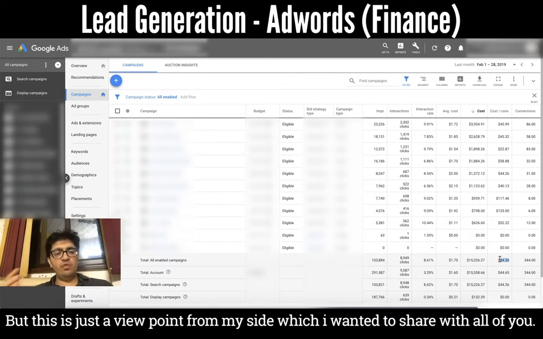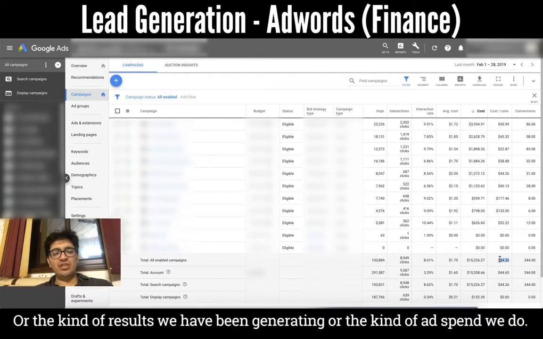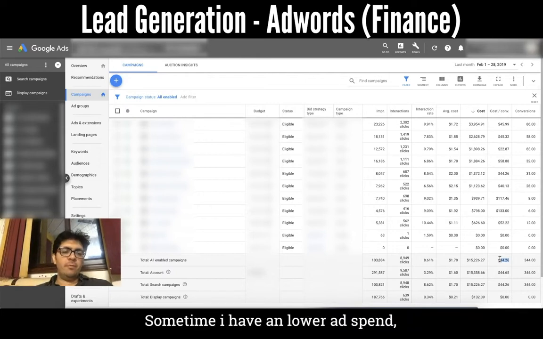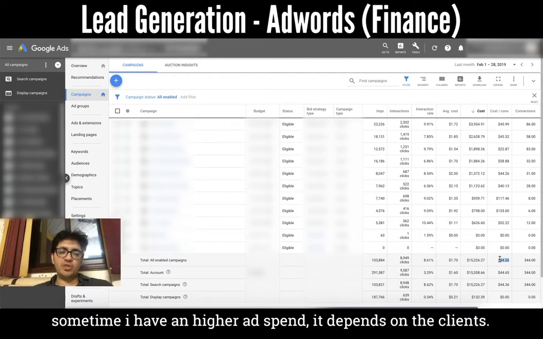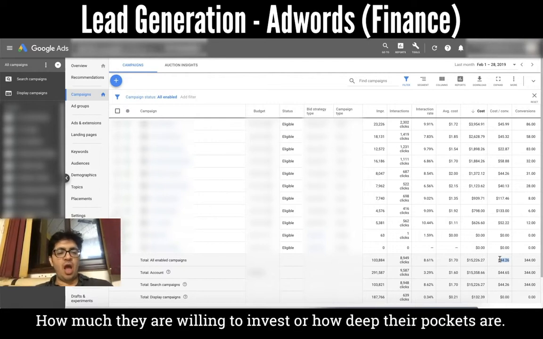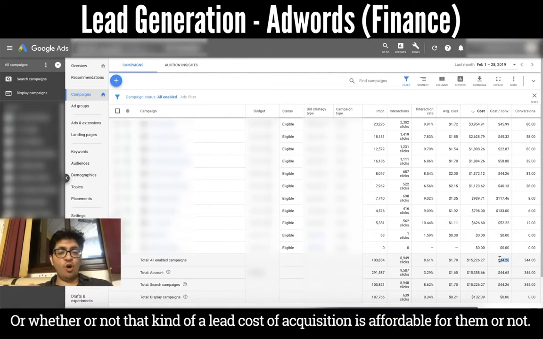But this is just a viewpoint from my side which I wanted to share with all of you, or the kind of results that we have been generating, or the kind of ad spend that we do. Some clients have a lower ad spend, some clients have a higher ad spend. It depends on the clients, how much they're willing to invest, or how deep their pockets are, or whether or not that kind of lead acquisition cost is affordable to them.